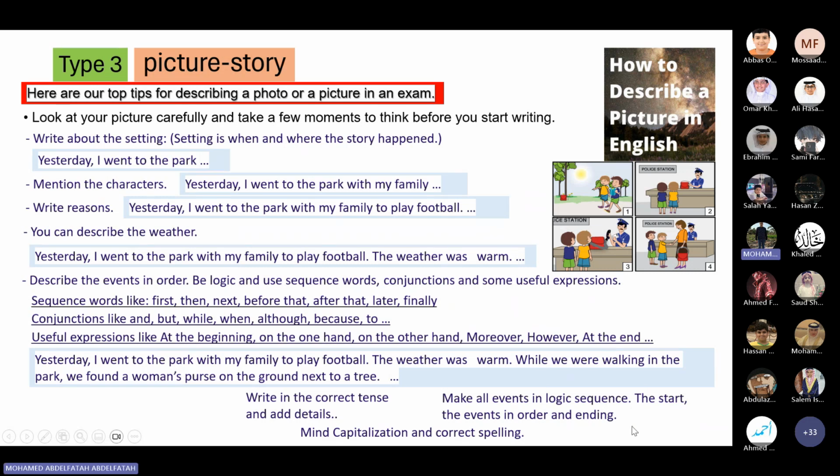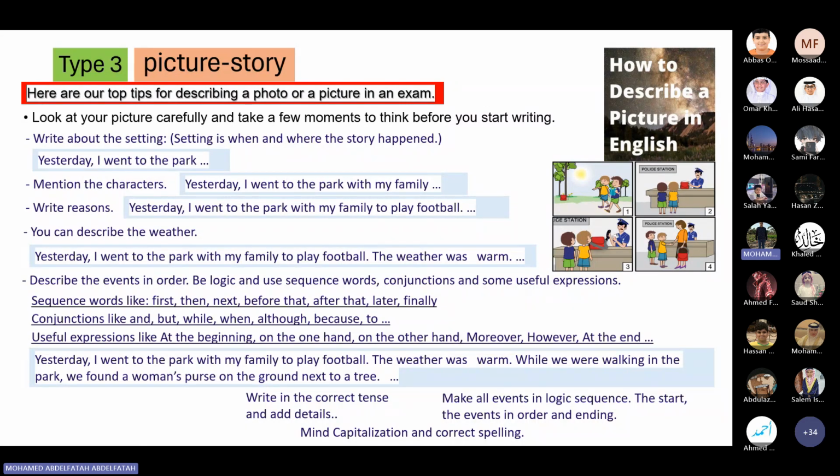Which is very important. You have to mind capitalization. What is capitalization, teacher? You have to start with a capital letter. You have to put a full stop at the end of your sentence. Add a question mark to the end of your question. Mind capitalization and correct spelling. Mind spelling, this is very important. Try not to make so many misspellings in your writing. When you finish writing, you can skim your writing again and try to correct any mistakes you have done.